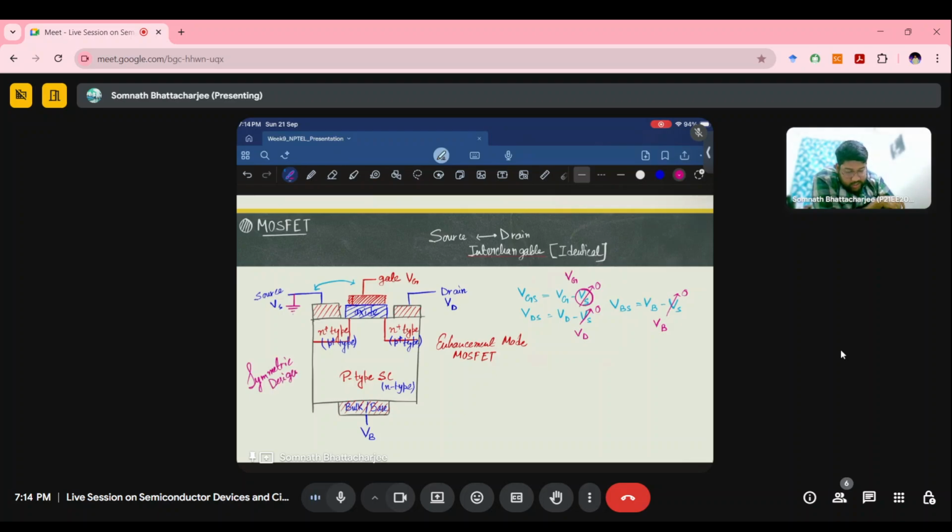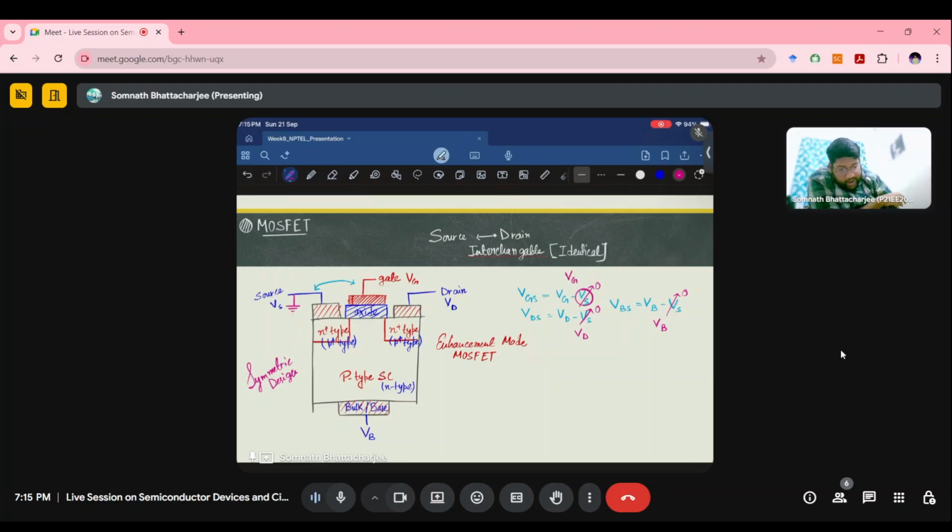This is a very symmetric design. This length is very similar to this length. Similarly, in both cases, if we divide it by half, both sides are identical to each other. That's it.